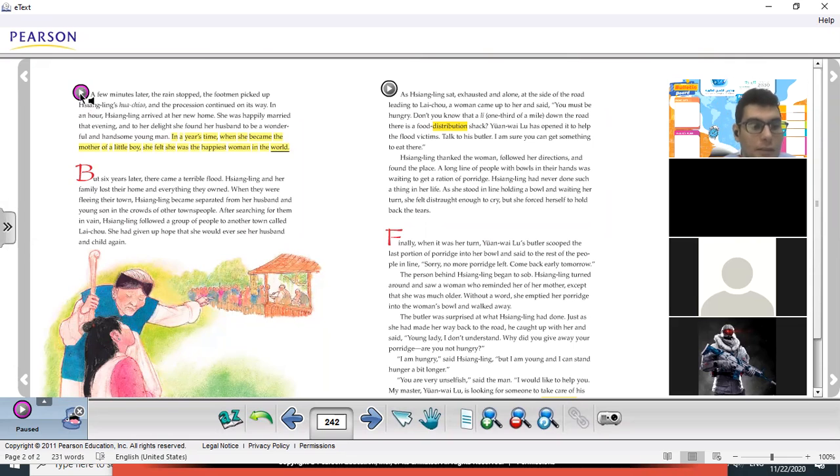Okay, let's complete. But 6 years later, there came a terrible flood. Sang Ling and her family lost their home and everything they owned. When they were fleeing their town, Sang Ling became separated from her husband and young son in the crowds of other townspeople. After searching for them in vain, Sang Ling followed a group of people to another town called Lai Chau. She had given up hope that she would ever see her husband and child again.